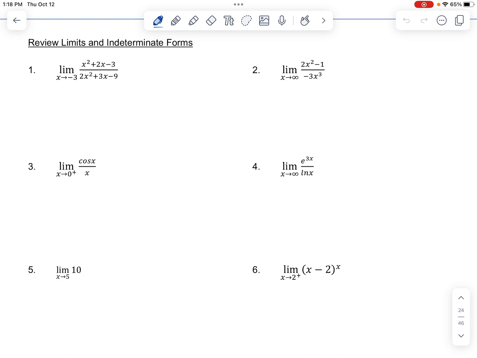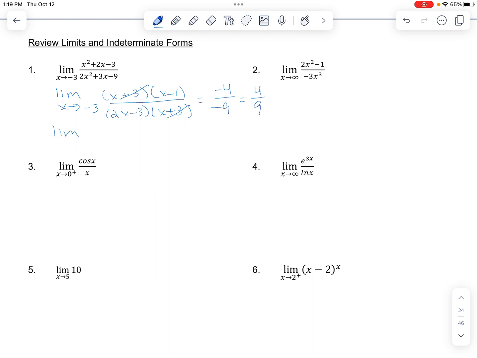You can either go ahead and factor. So both the top and the bottom do factor nicely. So (x plus 3)(x minus 1) over (2x minus 3)(x plus 3). And then if I go ahead and plug in -3, I'll get a -4 on the top and a -9 on the bottom. So my limit would be 4/9.